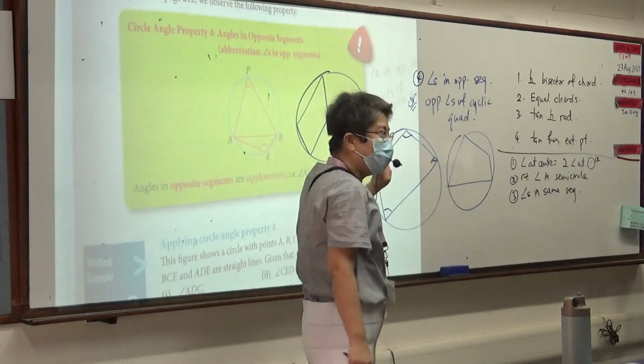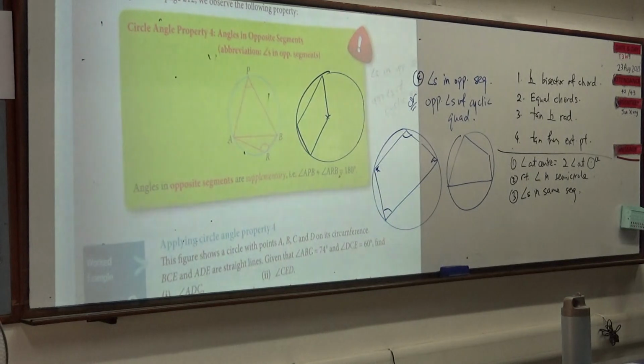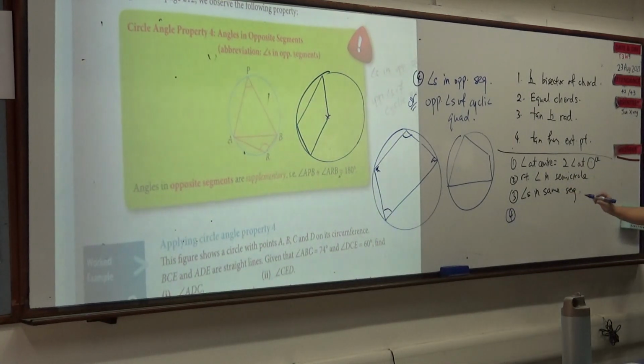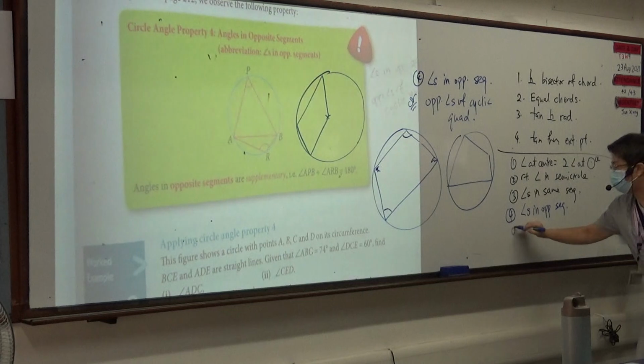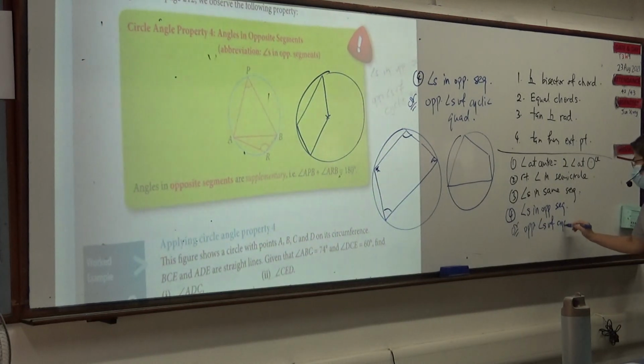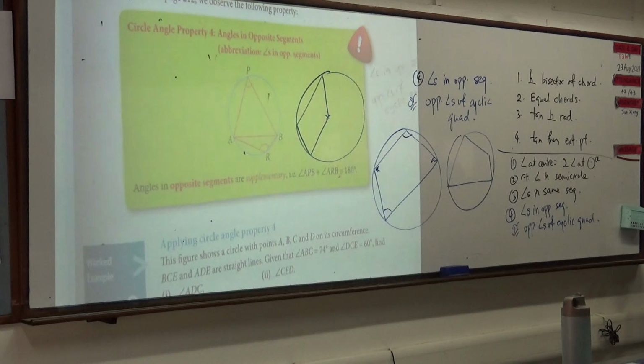Okay, I repeat all the 4 things. Number 1, angle at center is twice angle at circumference. Second one is right angle in semicircle. The last one, I write it on top because I'm afraid that those at the back cannot see, so I'm going to write it down here. Angles in opposite segment or opposite angles of cyclic chord. Are we clear so far?